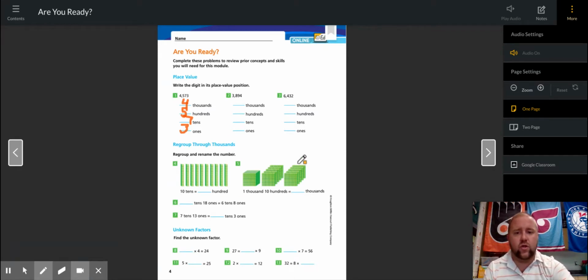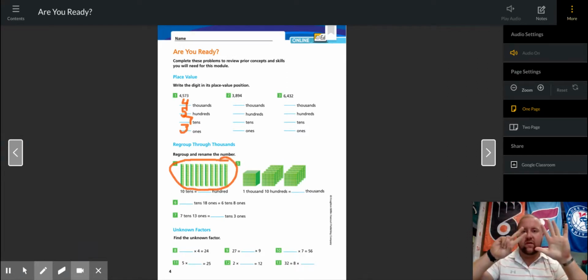Another thing that we want to talk about really quickly before we jump into the lesson is regrouping. We have these models here for number four, and we can see there's 1, 2, 3, 4, 5, 6, 7, 8, 9, 10. They're asking if you have 10 tens here and we regroup them, how could you regroup them? Well, 10 tens: 10, 20, 30, 40, 50, 60, 70, 80, 90, 100. So you would say that is equal to 100. Now, that's a really clean one that we usually see pretty easily.